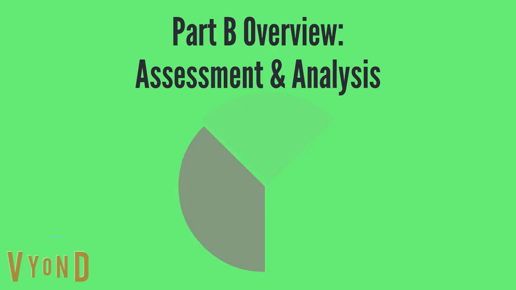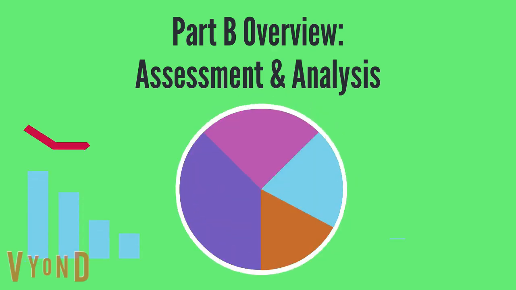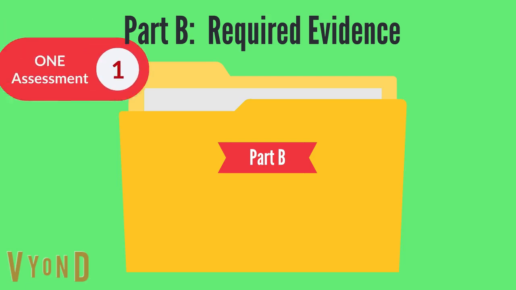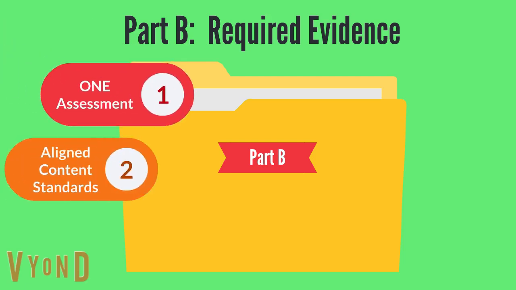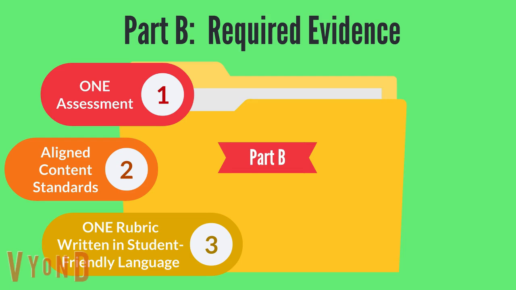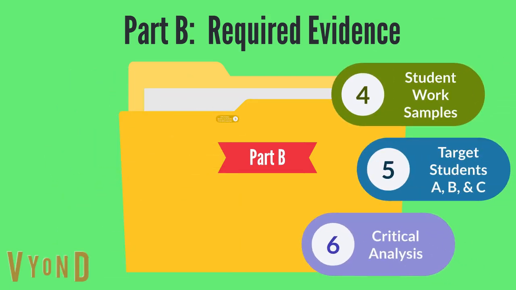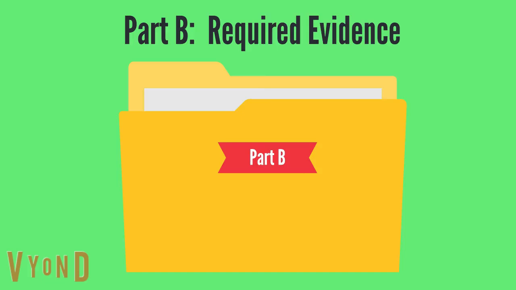This section allows assessors to see how you evaluated student performance and use data and feedback to inform next instructional steps. Your Part B folder should include the assessment you selected, the aligned standards, one rubric written in student-friendly language, work samples for target students A, B, and C, and your Part B critical analysis.